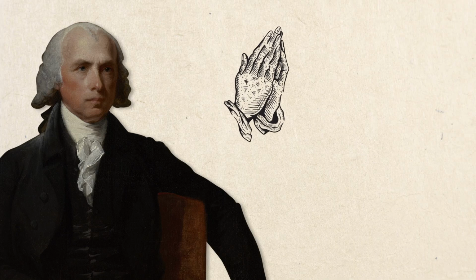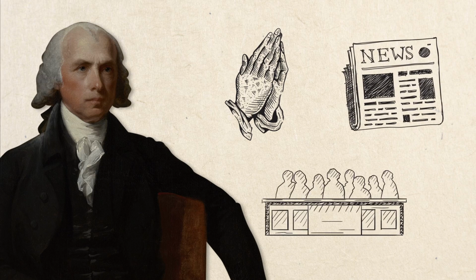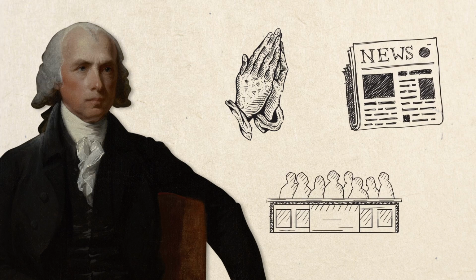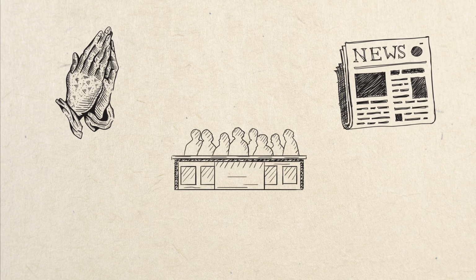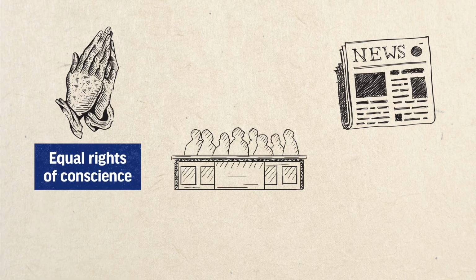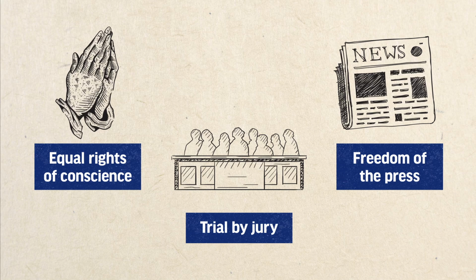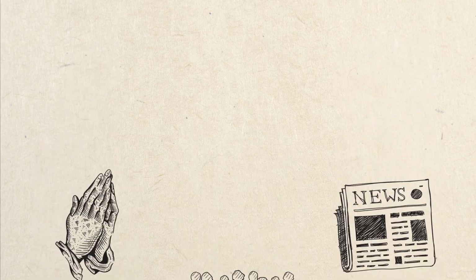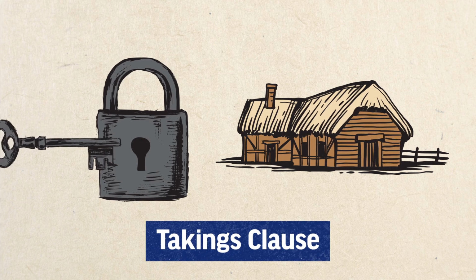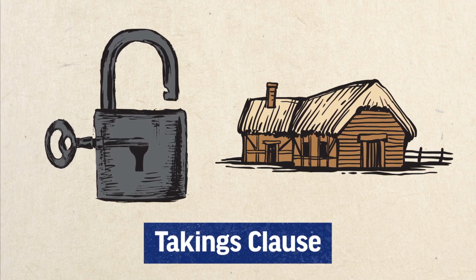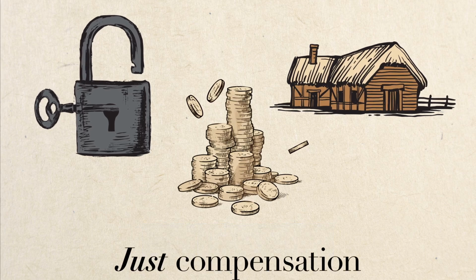Second, desiring protection against abuses of certain rights by both the national government and state governments, Madison proposed the following amendment. No state shall violate the equal rights of conscience, or the freedom of the press, or the trial by jury in criminal cases. Third, he included a clause that protected property from being taken for public use without just compensation.